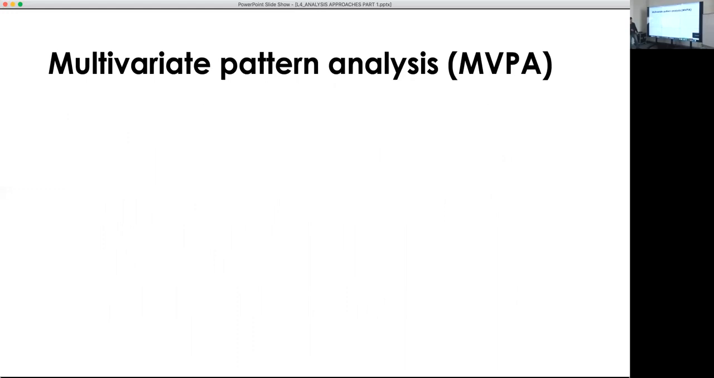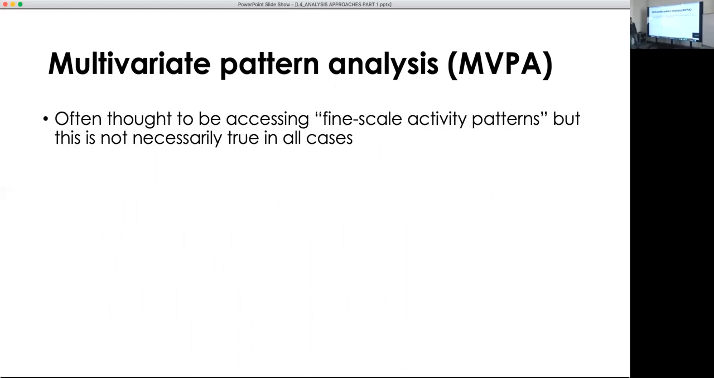And a couple more points about MVPA. So it's often said in the literature that, oh, now we're sensitive to fine scale activity patterns. And what that means, I don't have to draw a picture, but again, you have a slice or a surface and you might see differences in tuning on very nearby voxels, and that's fine scale, as opposed to a generally blob-like structure.